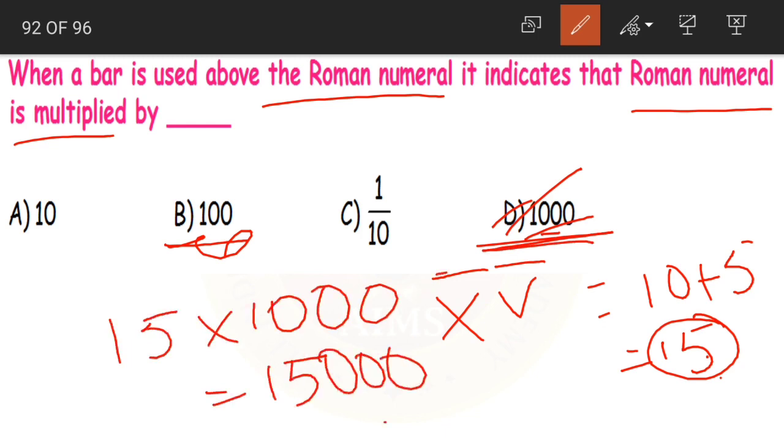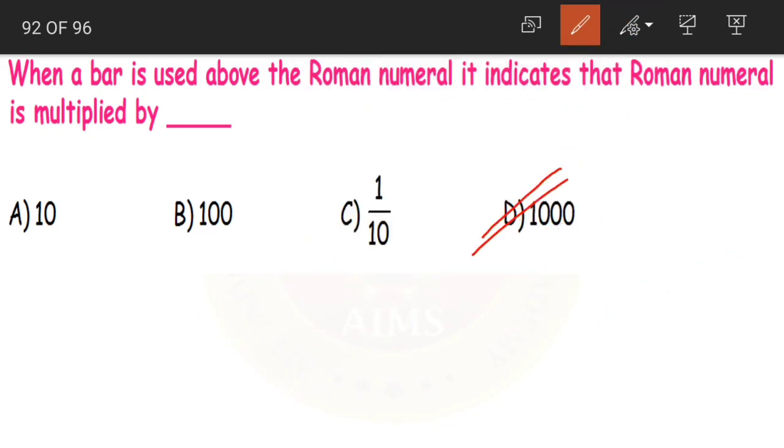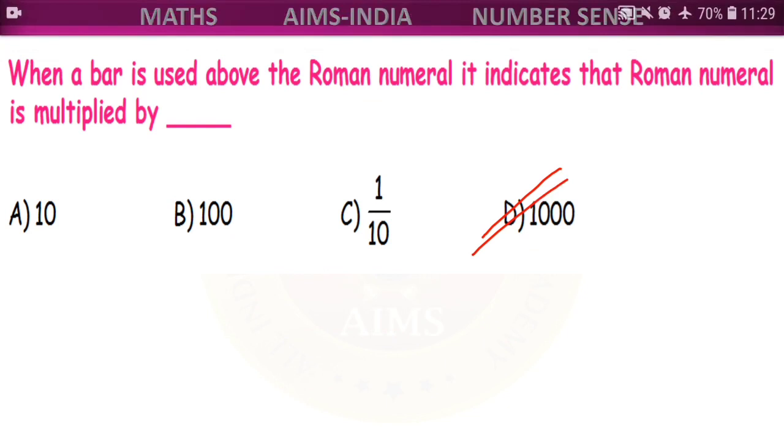Clear children? So that is the use of bar. Bar means you are seeing this horizontal line over the numerals, right? So this is called a bar. When this bar is placed over any Roman numeral, it indicates that the Roman numeral is multiplied by 1000. Its value increases by 1000 times. Okay children? So the correct answer is option D, 1000 here.